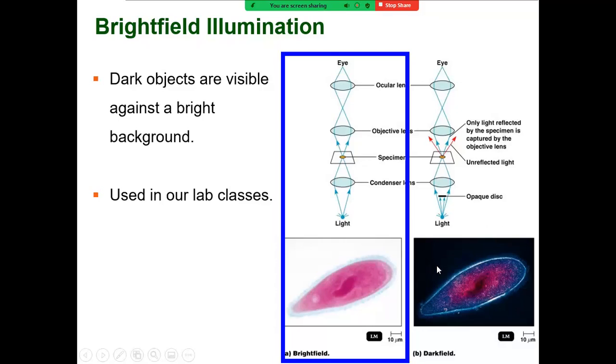So all of the light in the background is blocked by the disc, but some of the light that's refracted by the specimen is captured by the objective lens. And that's why the specimen shows up on a dark background in dark field illumination. Any questions about any of that?